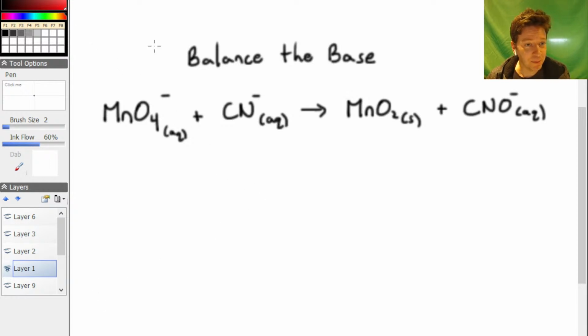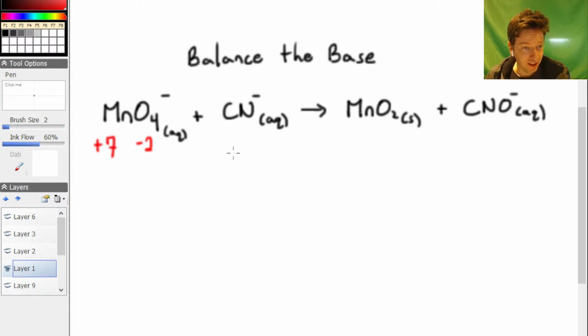So this is a base. So we're going to balance this base. We're going to start by finding all of our oxidation numbers. Okay, so oxygen has -2, and we have 4 of them. So that's a total of -8. Now the whole molecule has a charge of -1, so we need one more negative charge than positive. Therefore, if this is -8 in total, and we need one more negative charge, then manganese will be +7.